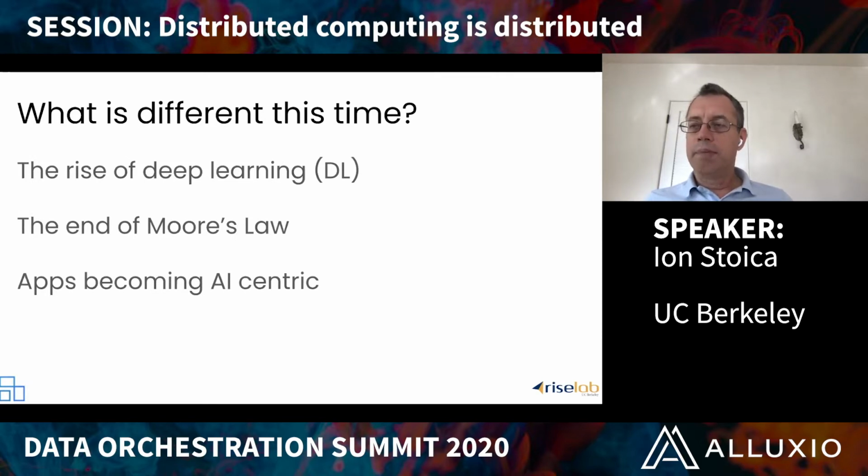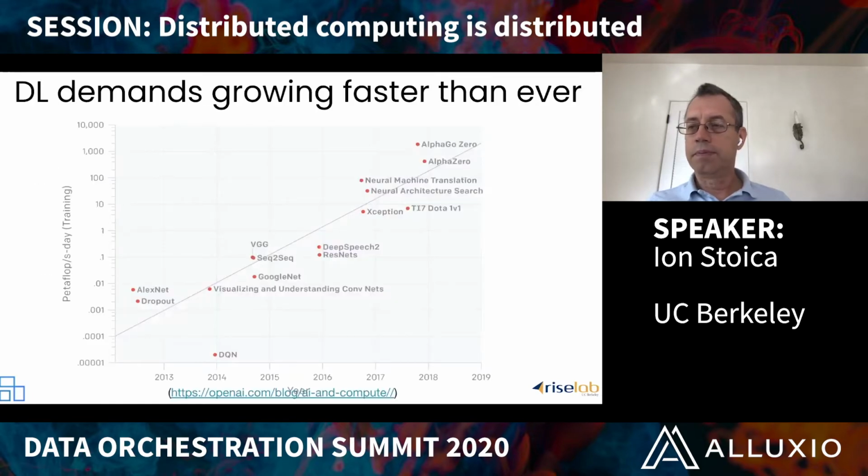So what is different this time around? Well, 3 things: the rise of deep learning, the end of Moore's law, and more applications becoming AI-centric. I am going to discuss each of these trends next. First, deep learning demands are growing faster than ever. This is a famous OpenAI plot showing that over the past 8 years, the computation requirements to train the state-of-the-art models have astonishingly increased 35 times every 18 months.